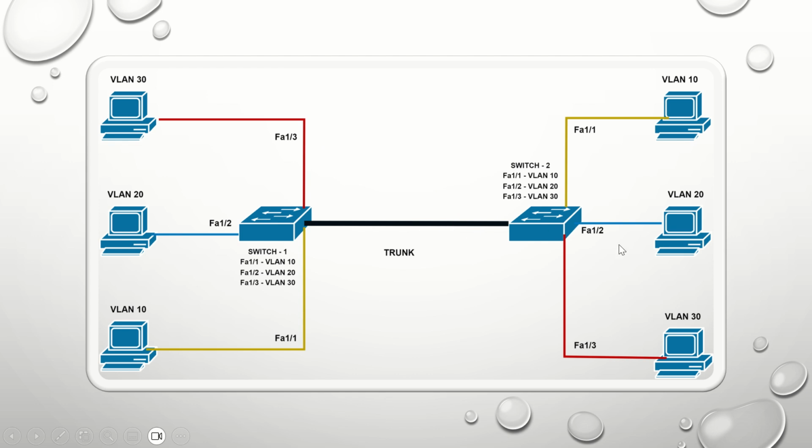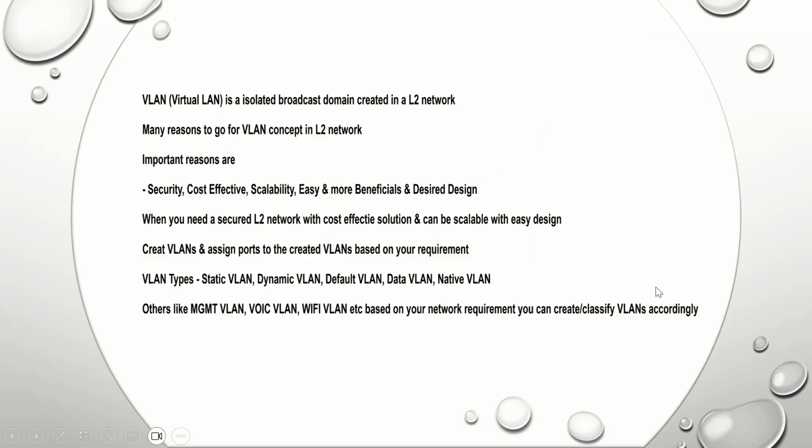So that's why, if you see here between these 2 switches, you have a trunk link. So VLAN 20 can communicate to VLAN 20 here through this port. Similarly, at the same time, VLAN 10 can also communicate to the VLAN 10 PC through this link, since it is a trunk link which can allow multiple VLAN traffic here. So this is the concept now.